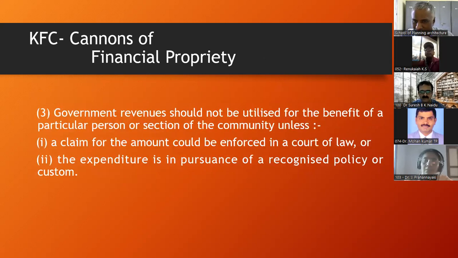And government revenue should not be utilized for the benefit of a particular person or section of the society. Suppose, for example, a claim for the amount could be enforced in a court of law. The expenditure is supported by a recognized policy. Means you are spending the money. The question you must ask is whether it unduly helps someone to get a benefit.